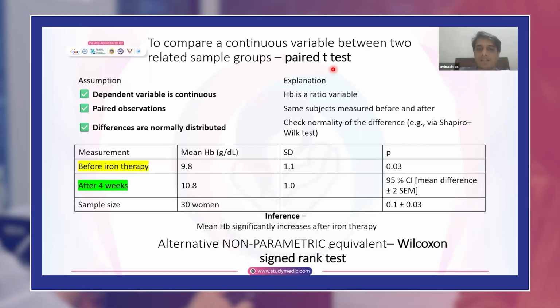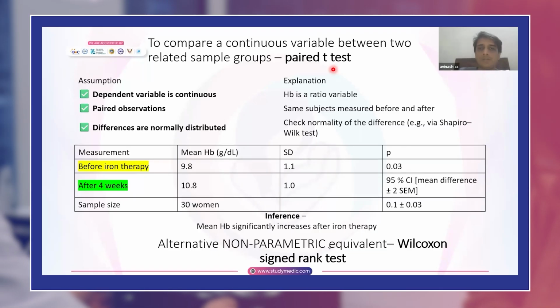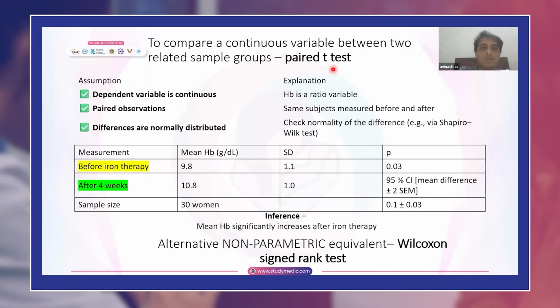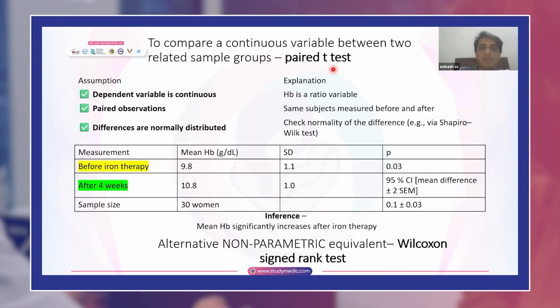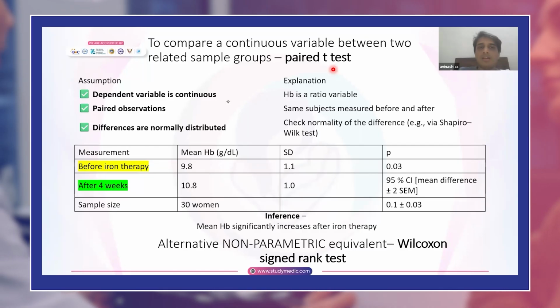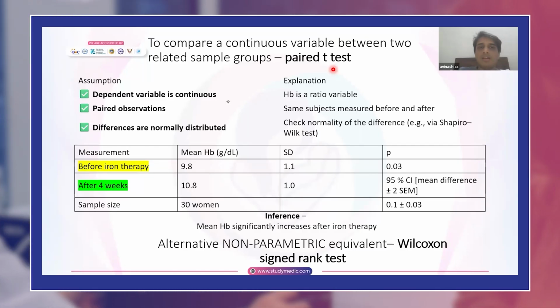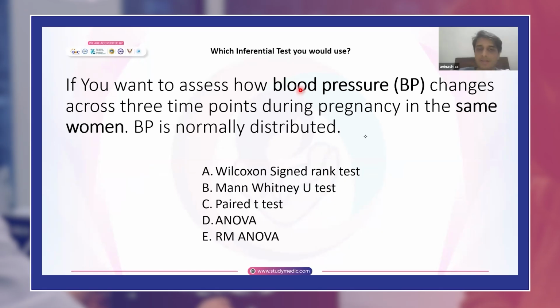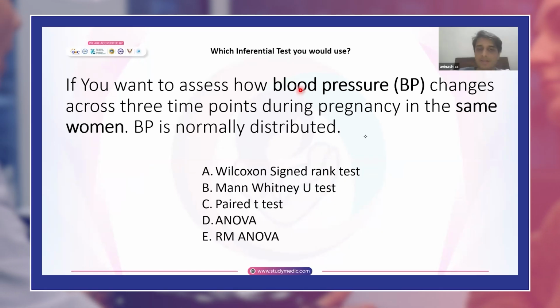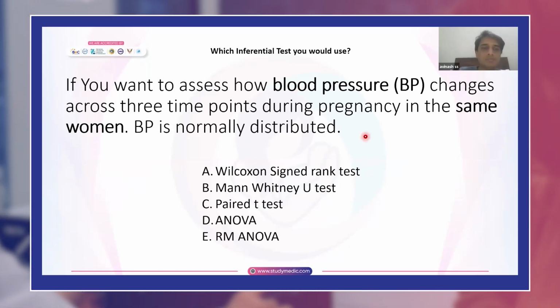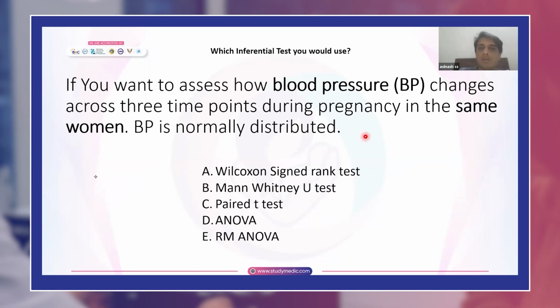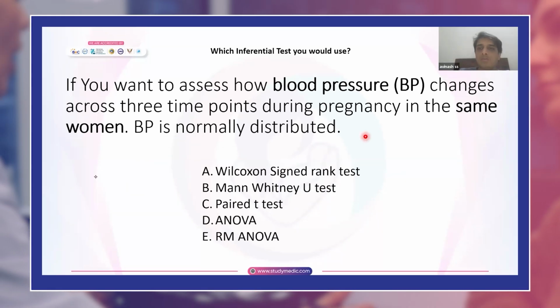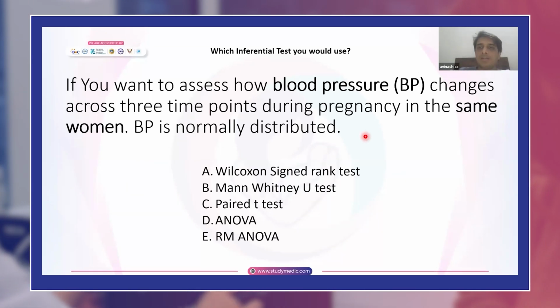So the next one is, which inferential test would you like to use when you want to assess whether blood pressure is changing during pregnancy in the same woman? That means the same woman at the first point, second point, and third point in the pregnancy, you can see whether the blood pressure is changing. Here, more than two related groups are there.